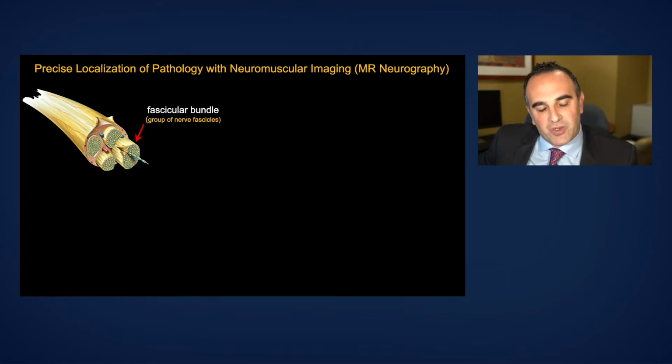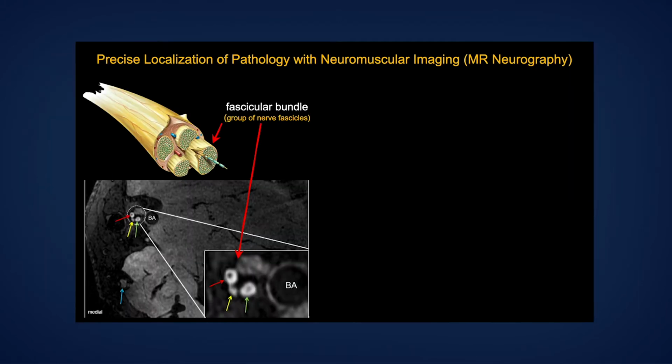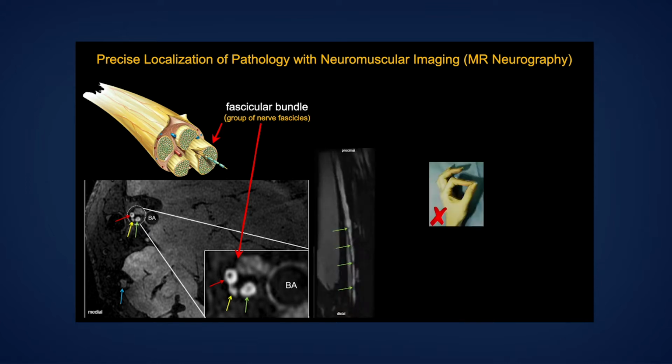And I'd like to illustrate one example in which we're able to detect pathology not only of the whole nerve itself, but individual fascicular bundles of the nerve, essentially seeing inside the nerve. So in this example, the green, yellow, and red arrows point to abnormal fascicular bundles of the median nerve above the elbow in this patient with anterior interosseous neuropathy. She's unable to oppose her thumb and index finger to perform such activities, such as picking up a coin off a table or buttoning her shirt.